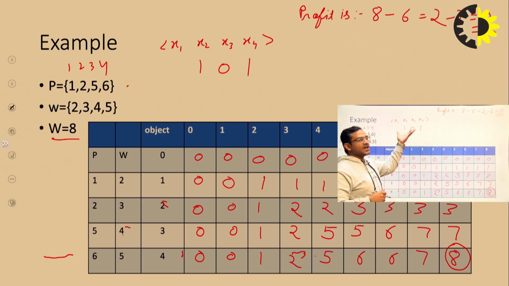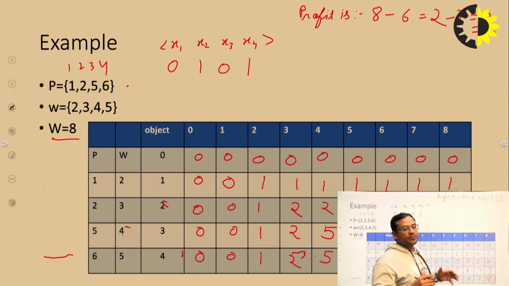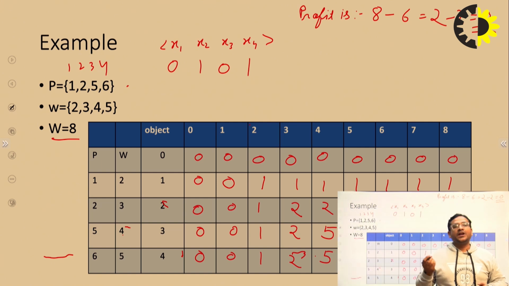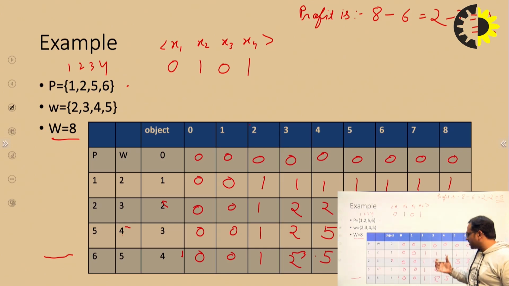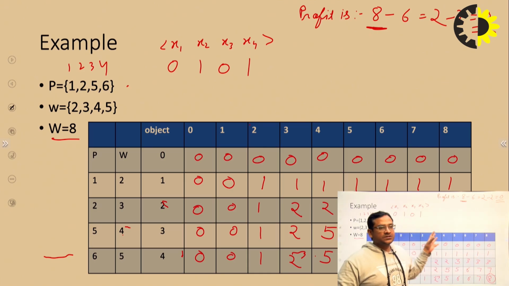That means these are the items. For the remaining items you have to put 0. So this is the answer. If you select the second item and the fourth item, you can get the maximum profit, which is equal to 8. Got my point? So this is the way you can solve the knapsack problem by using this profit table.